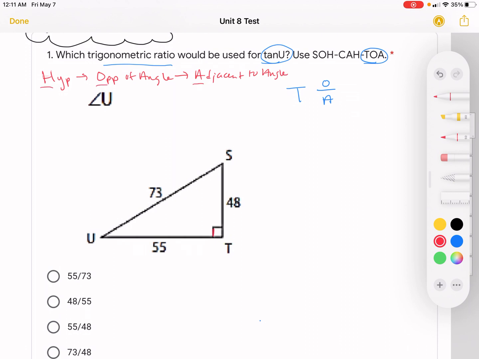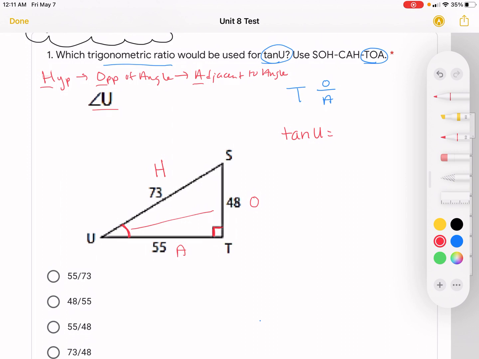So my hypotenuse here would be 73, and then we're using angle U. Here, opposite of angle U would be 48, and the leftover side, or adjacent to angle U, would be 55. Since we're using tan U, we're using TOA. TOA has the letters O and A. So we would say T is tan, then our angle is U, equals.